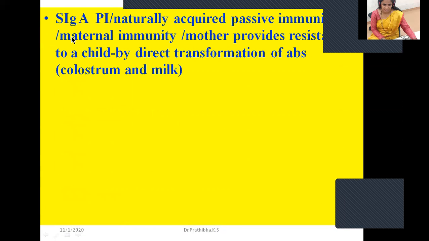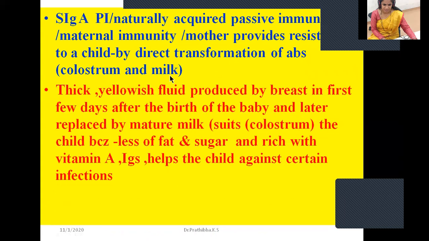This secretory immunoglobulin A provides passive immunity, which we can also call naturally acquired passive immunity, or maternal immunity. Why maternal immunity? This IgA is transferred from the mother's breast milk to the newborn baby, which provides the immunity. The mother provides resistance to a child by direct transfer of antibodies. How is it transferred? It is transferred through colostrum and the breast milk.